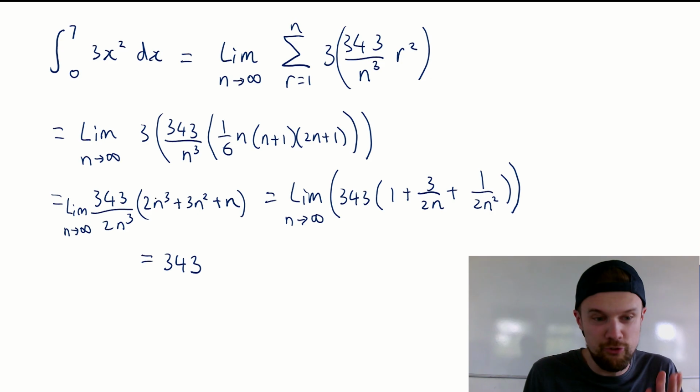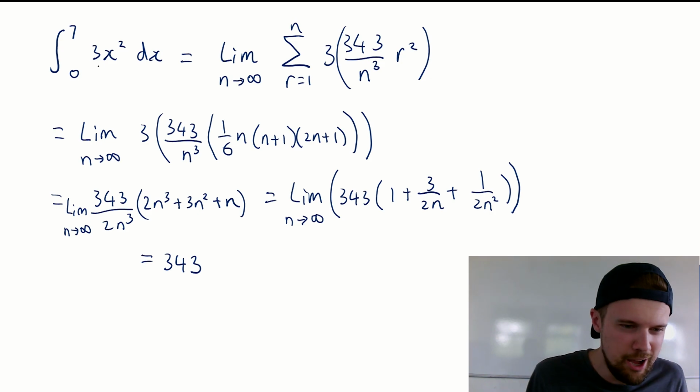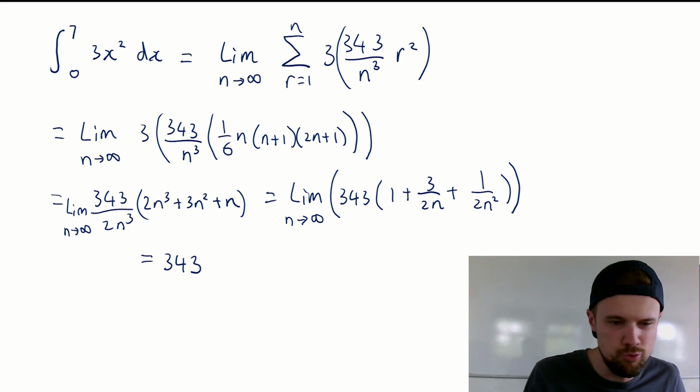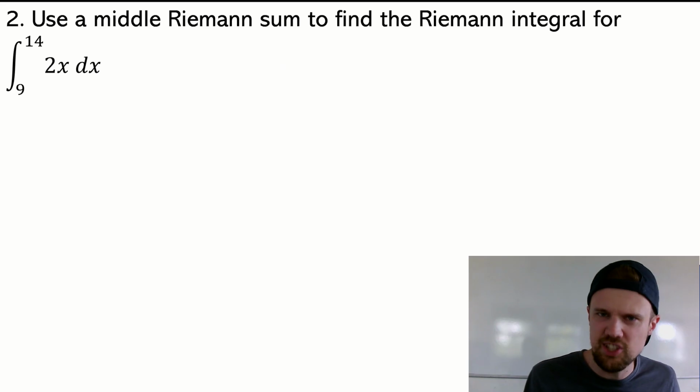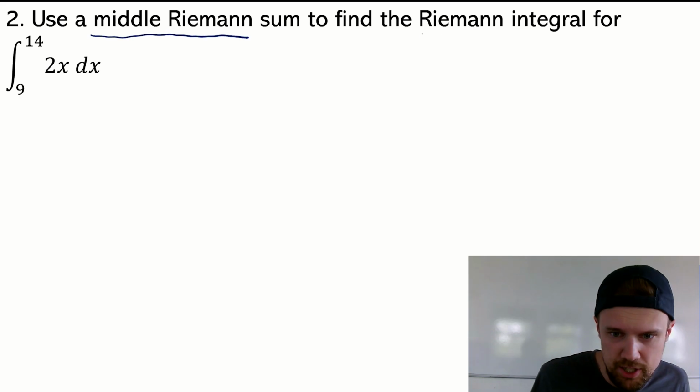Amazing. And funny enough, if you were to calculate the integral in the more quick traditional format of 3x squared between 7 and 0, you would get 343. So there you go. Amazing stuff right there. Let's have a go at a second question though. This time we're calculating a middle Riemann sum to work out a Riemann integral.